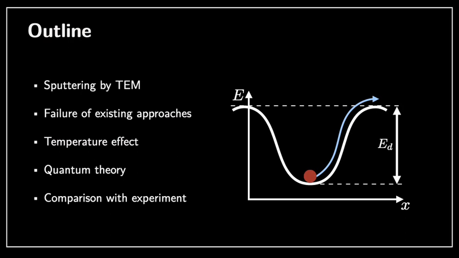So the outline of this presentation will be as follows. I will first provide you a couple of slides explaining what is sputtering by transmission electron microscopy, and explain why the classical approach failed to explain quantitatively the cross-section of sputtering. We'll talk about temperature effects, and after that we'll look into why quantum theory is important to understand quantitatively what's happening during the sputtering process. And finally, I will compare this with some experimental data, and hopefully this will wrap up this presentation. I hope that by the end of this screencast, you'll get a better understanding and a better appreciation of what's happening under the microscope.